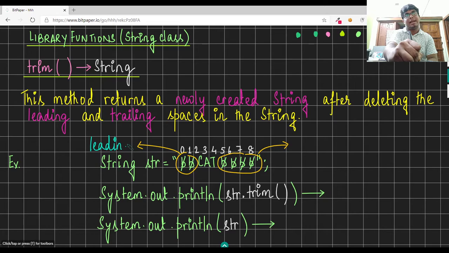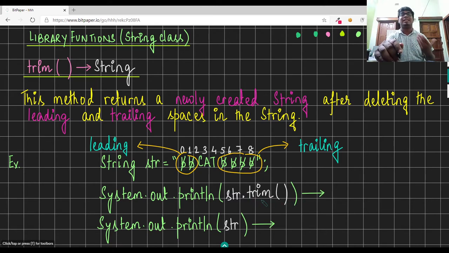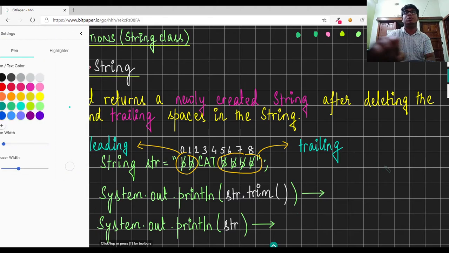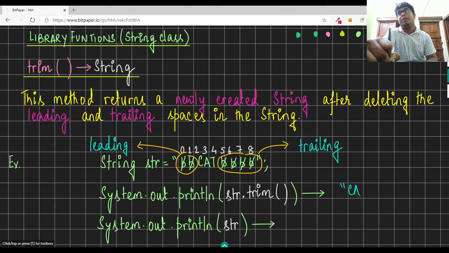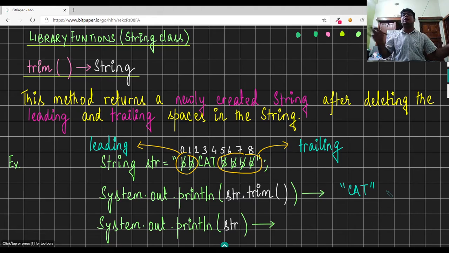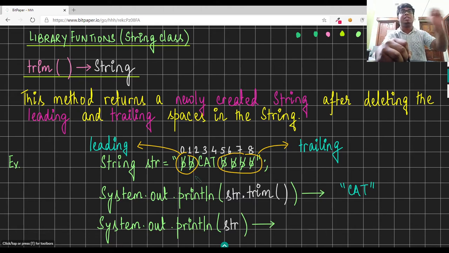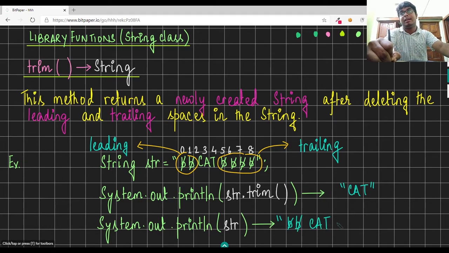And the spaces that are after the letters are known as trailing spaces. Now, if you want to remove these unwanted spaces from your string, you would call the trim function. As with all functions in the string class, it does not change the content of the string, but it returns a new string that consists of the string without the leading and the trailing spaces. So therefore, you get cat. But the original string has not been modified. The original string is still this mess of spaces, right?